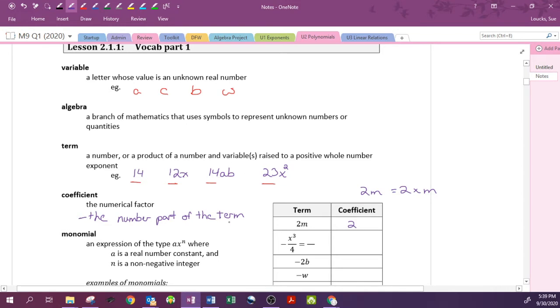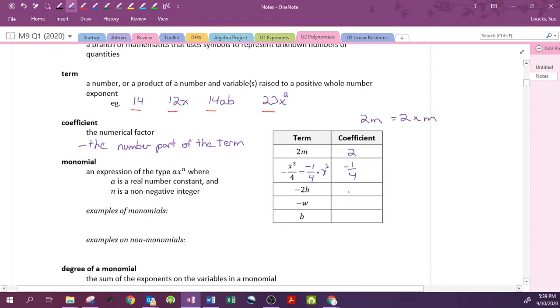Okay, a number beside a letter means multiply. If I have something written like this, where it's negative x cubed over 4, I can write that as negative 1 over 4 times x cubed, and then it's easy to see that my coefficient is negative 1/4. If the term is negative 2b, the coefficient is negative 2. With negative w, the coefficient is negative 1. It's got one of those invisible ones there that we don't write. This really means negative 1 times w. But the coefficient is negative 1.